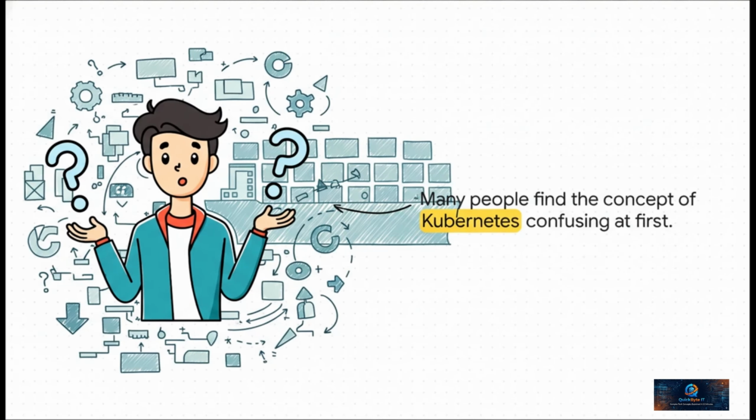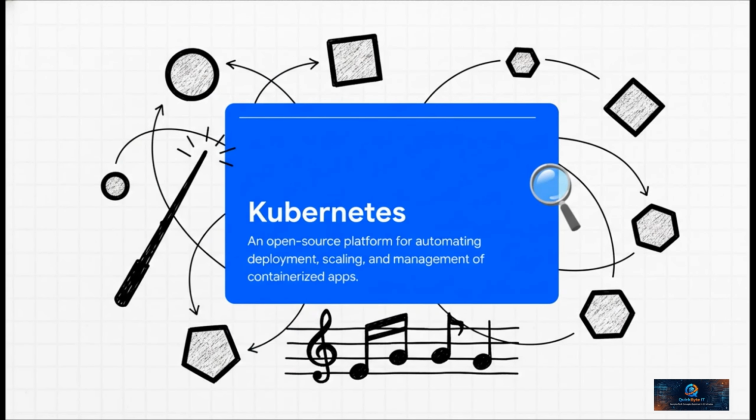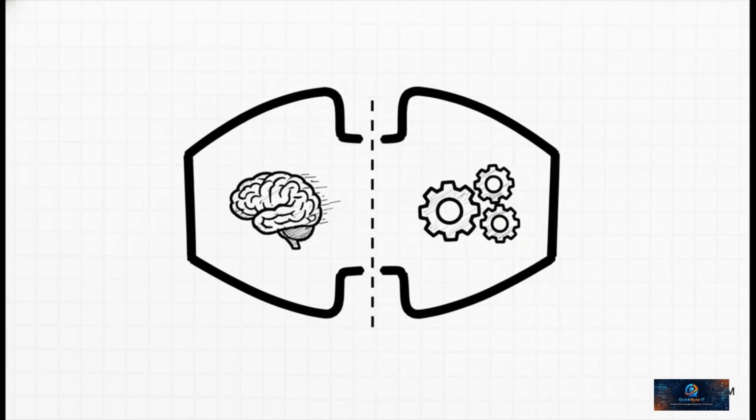Okay, so now we know the name, but what does it actually do? It can seem kind of confusing. Well, think of it like an orchestra conductor for software. It makes sure everything just works together. To really get it, let's look under the hood.